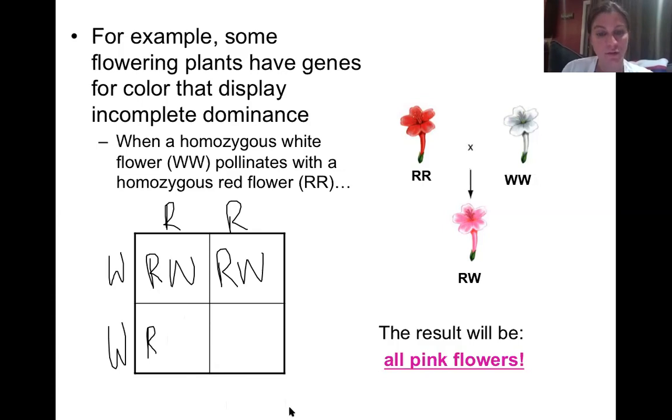Draw. Hold on, move it up here. Big W, big R, big W. So if you take a look in this case, all of them are big R, big W. Now, since neither the red nor the white is dominant, what happens is it mixes. So what happens when you mix red and white? You get a pink color. So that's called incomplete dominance.